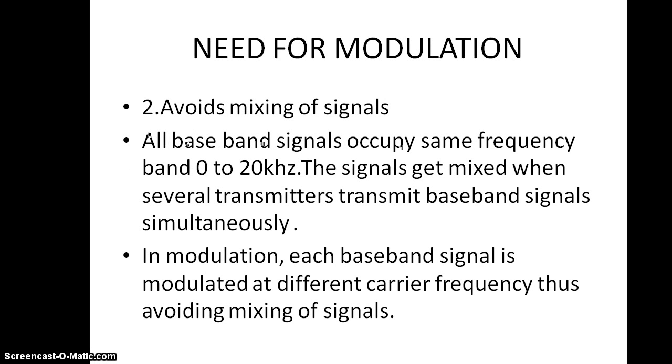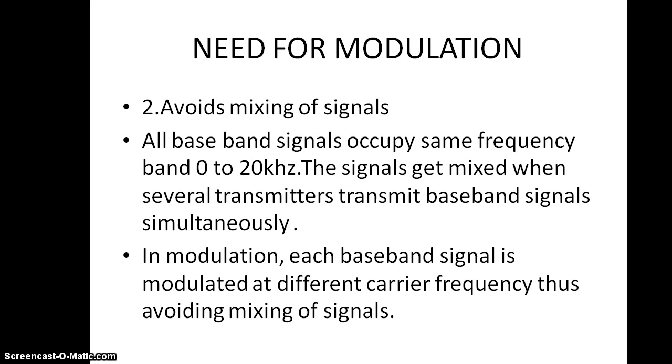Another important advantage is that when we use modulation, it avoids mixing of signals. We know that all the baseband signals occupy the same frequency band from 0 to 20 kHz. So signals will get mixed up when several transmitters transmit the baseband signal simultaneously over the same channel. Using modulation, each baseband signal is modulated at a different carrier frequency. So this avoids mixing of signals.